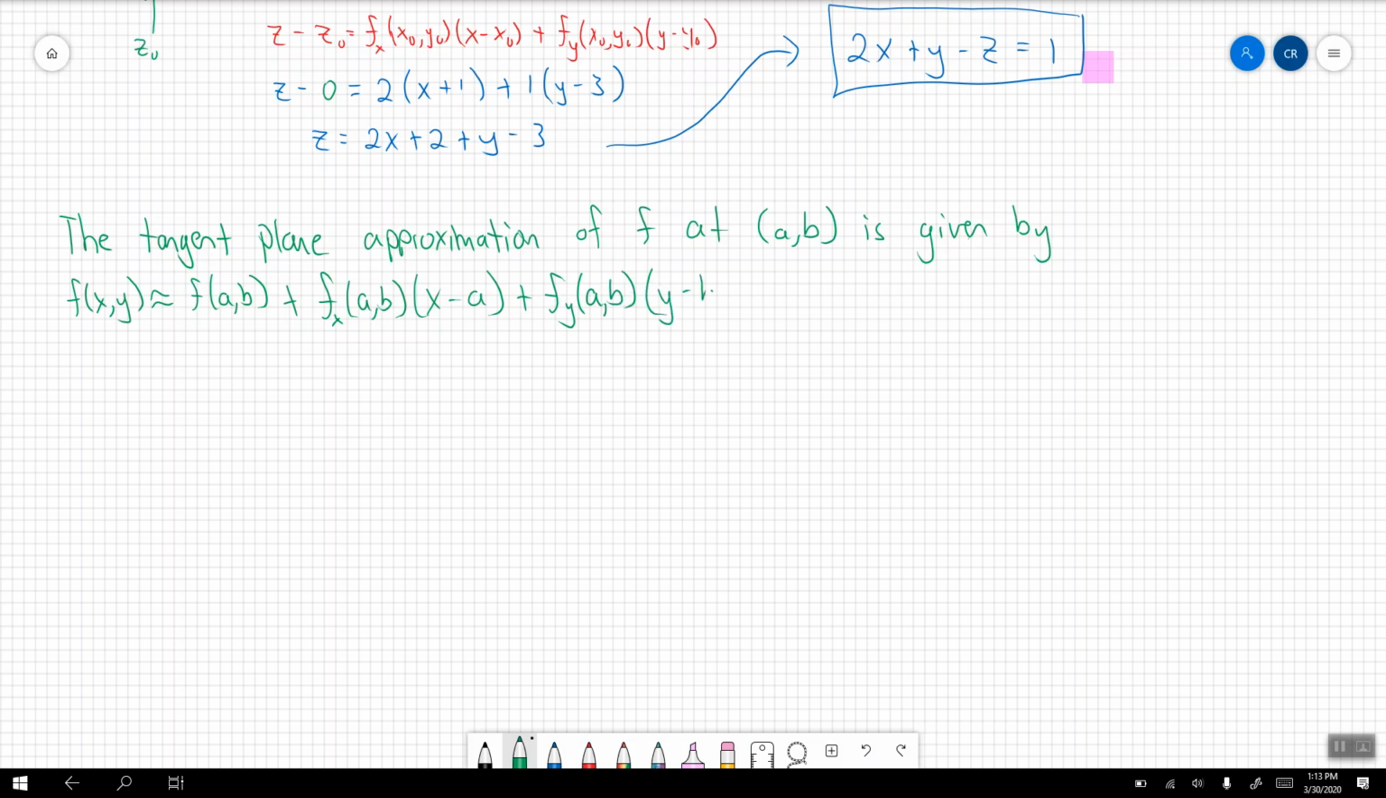Multiplied by y minus b. There we are. So here is your tangent plane approximation for the function. The tangent plane approximation says that if we want to approximate our function, then all we need to do is figure out the equation of that tangent plane. Now, that equation of the tangent plane we actually have from above, and I'll point it out in just a little bit. Now, typically we have a linearization.